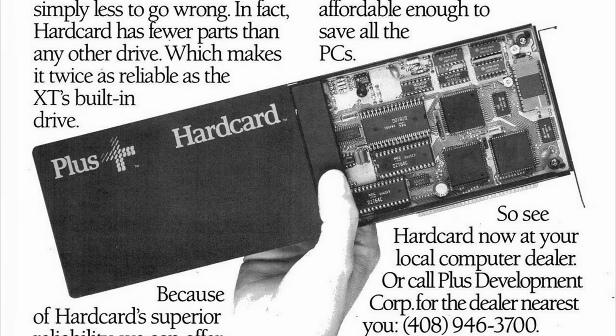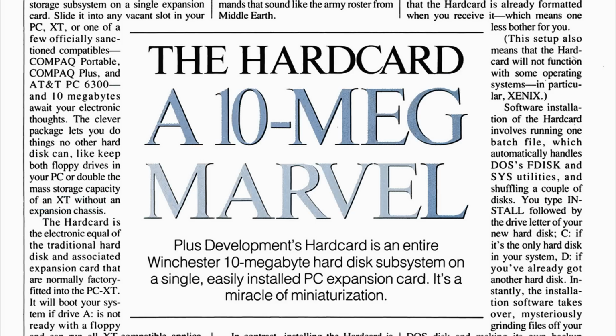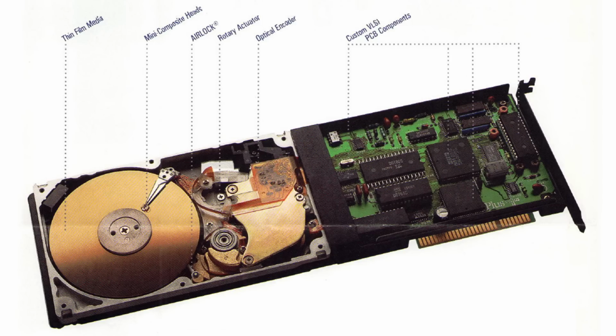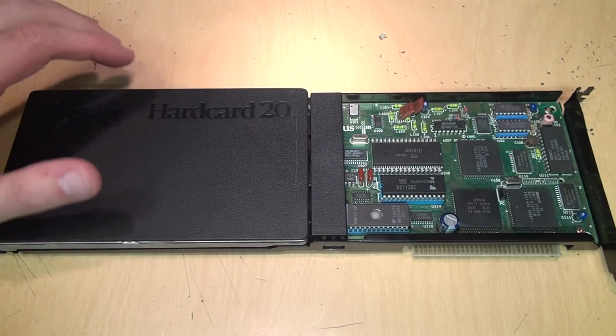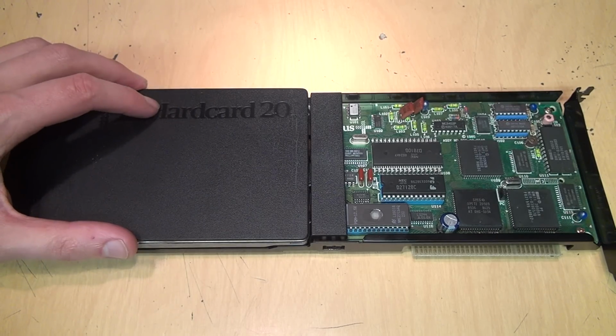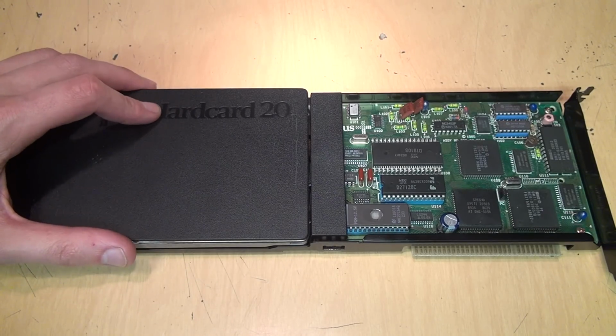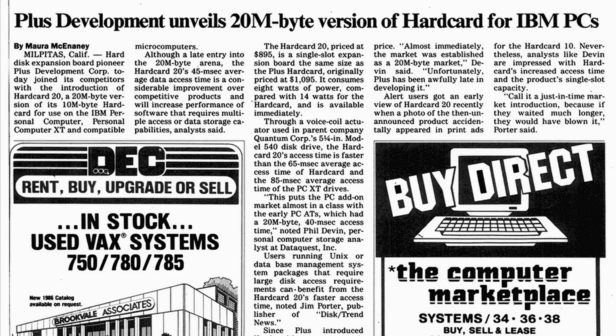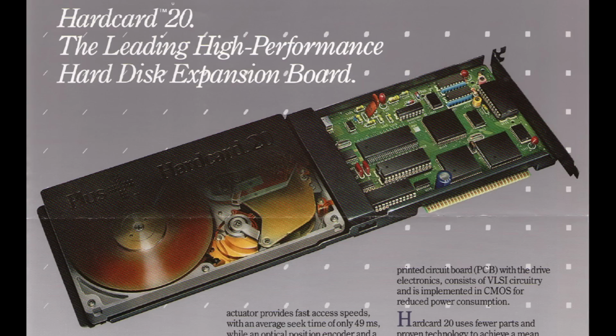The first hard card, which was introduced in 1985, had a capacity of 10 megabytes and a list price of $1,095. And I've never seen one of those, so I don't think they sold very many. But the next model, introduced in 1986, was a runaway success, the Hard Card 20. It not only had double the capacity of the original hard card, it also had a lower price, $895, and also had about half the power consumption, drawing only 8 watts of power instead of 14.